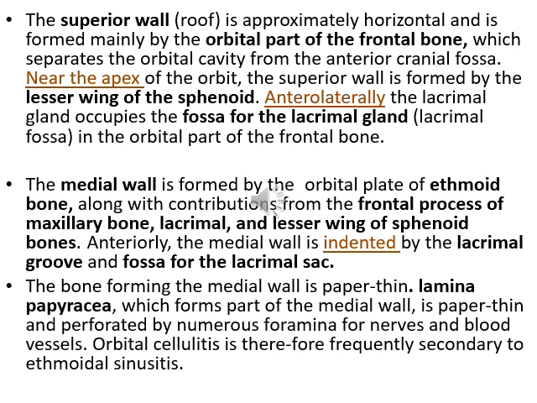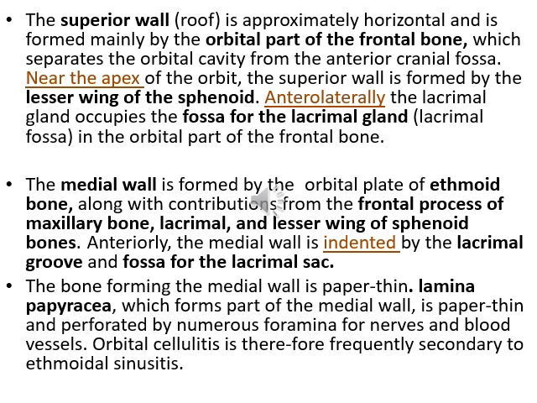while the medial wall is made up of 4 bones: ethmoid, frontal process of maxillary bone, lacrimal bone, and also the lesser wing of sphenoid bone. Here we have to pay attention that we have another fossa in the medial wall for the lacrimal sac. The superior wall holds the lacrimal gland, while the medial wall holds the lacrimal sac.